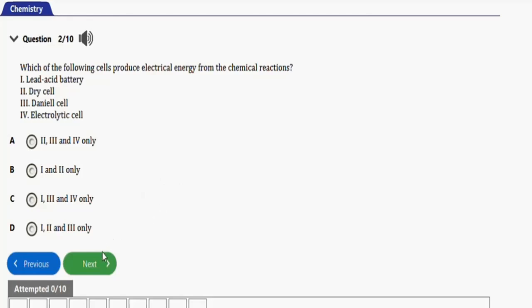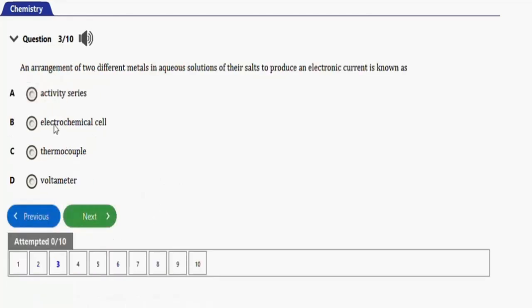The next question will be this one. It says, an arrangement of two different metals in aqueous solutions of their salts to produce an electric current is known as. We have activity series, electrochemical cell, thermocouple, voltmeter. The right option is option B, electrochemical cell. Okay, so that's it for this question.